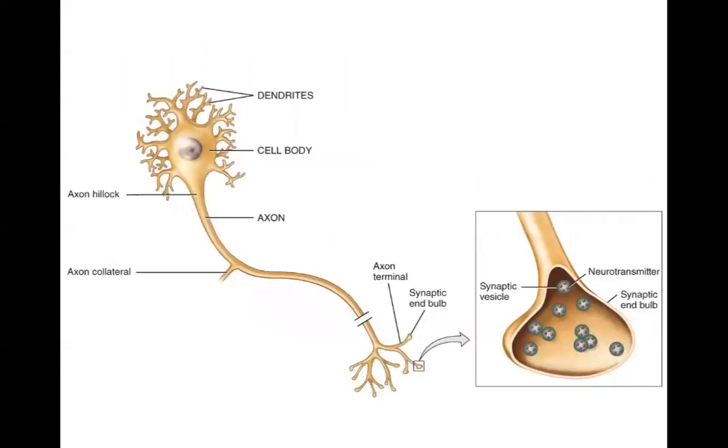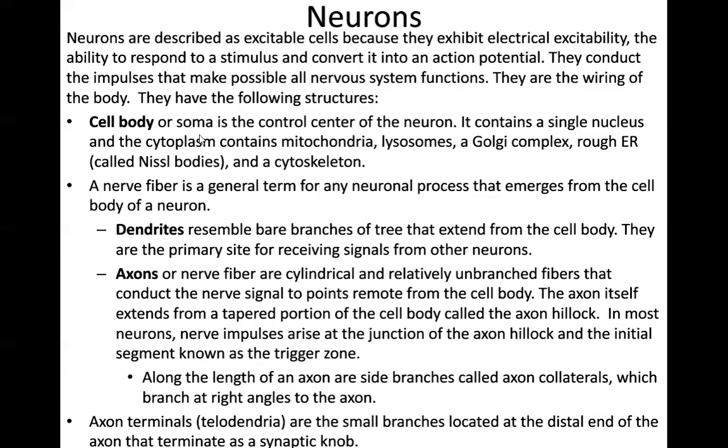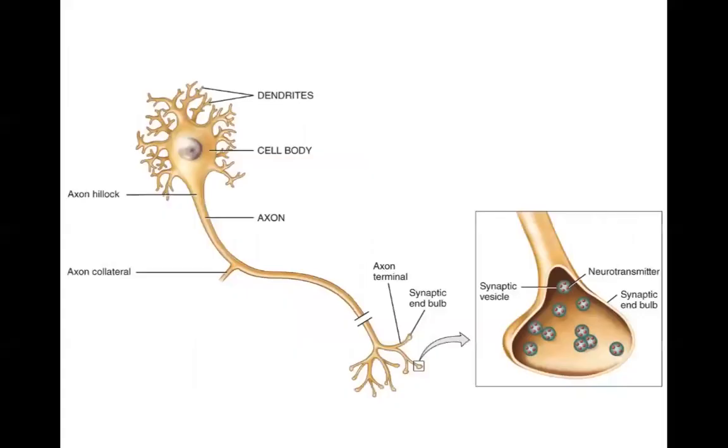I'll use this illustration to describe them. The first, what we call the control center of a neuron, is its cell body. The cell body, or soma, contains a single nucleus and the cytoplasm, which contains mitochondria, lysosomes, Golgi, and RER, which have a fancier way to describe them in neurons, and a cytoskeleton. So all those organelles that we've been discussing, and you just had your test over.